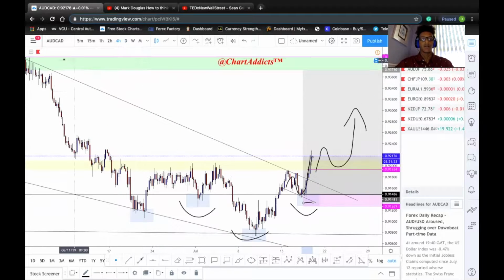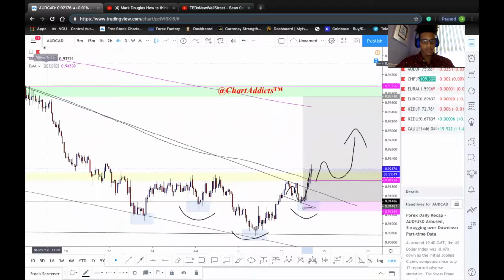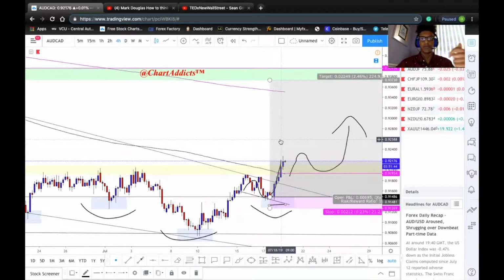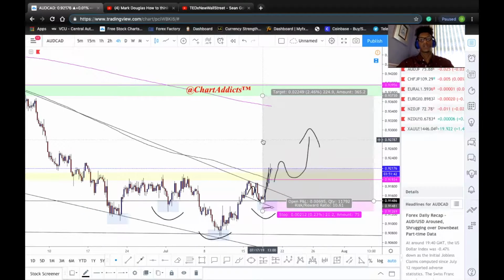I do have my moving averages hidden. I believe I was taking some screenshots earlier. We also did break above our moving averages, so we are seeing some continuation on this pair.